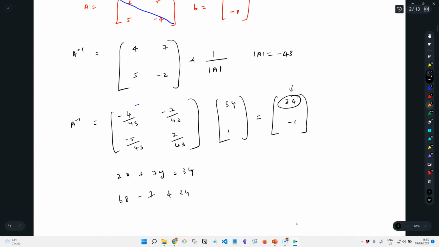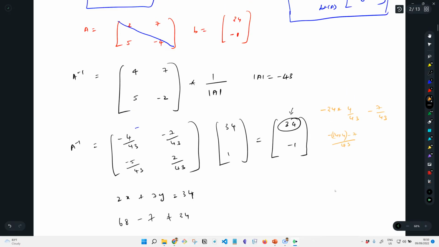So this value should be 34 into minus 4 by 43, minus 7 by 43. So if I take 43 common, this should be minus 34 into 4 minus 7 by 43. Okay, nonetheless, I think you get the point. Let's maybe not, we are running out of time.